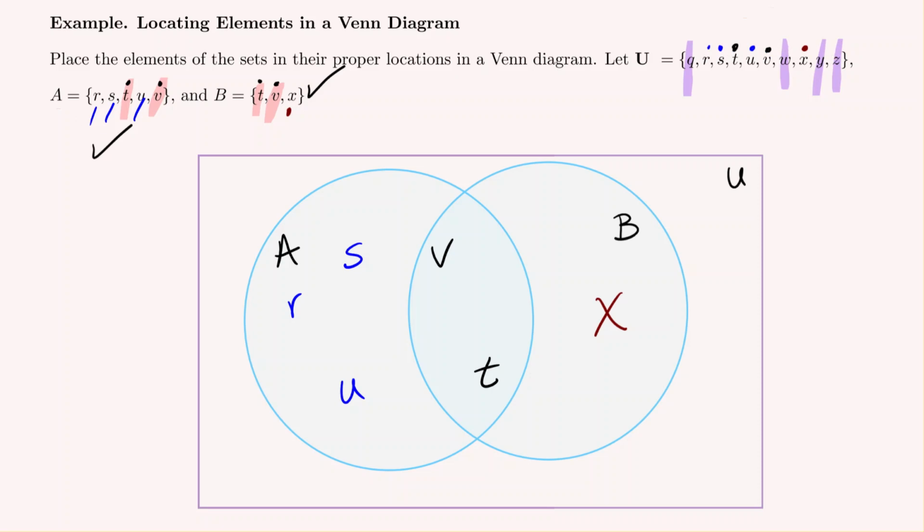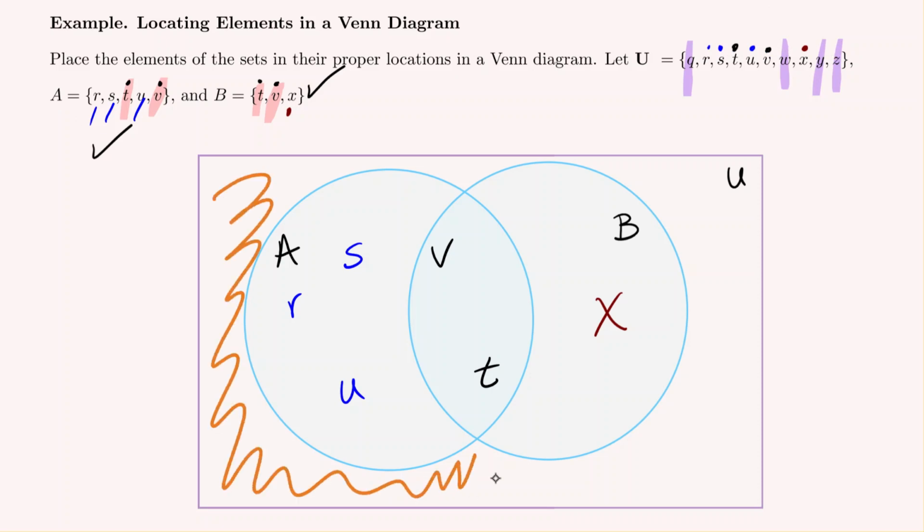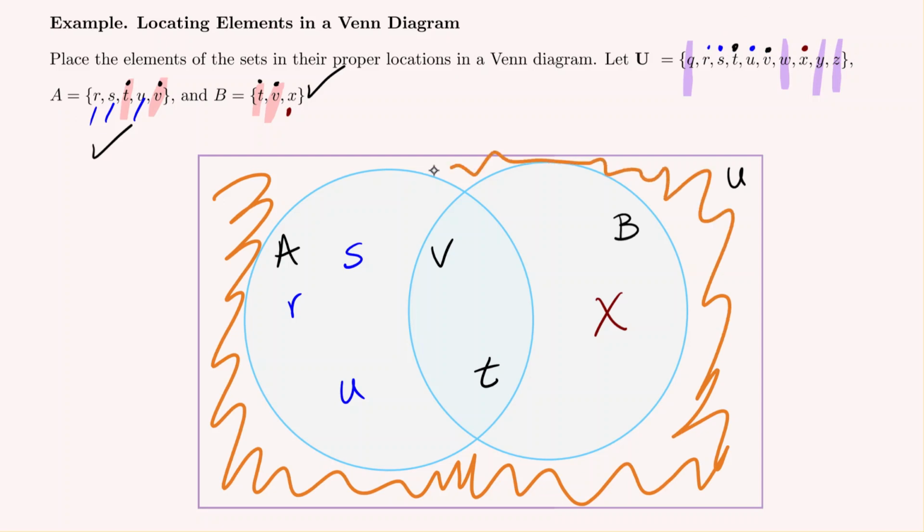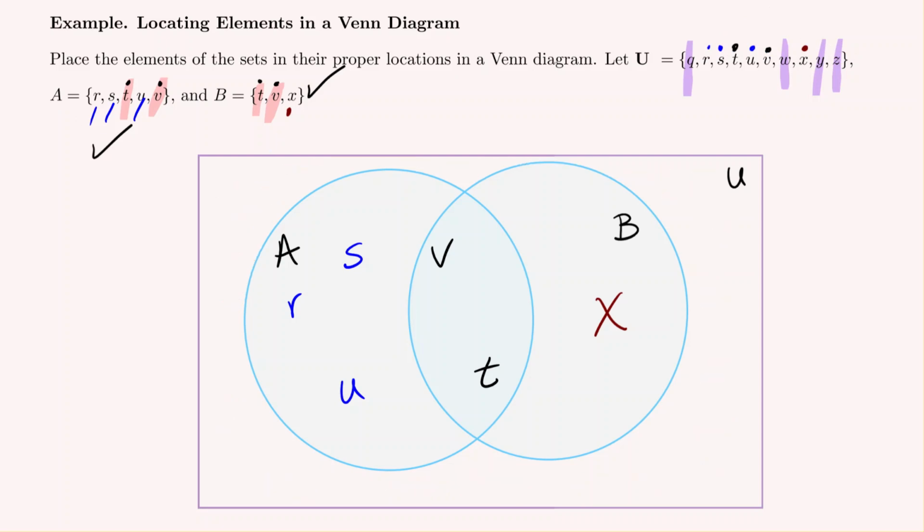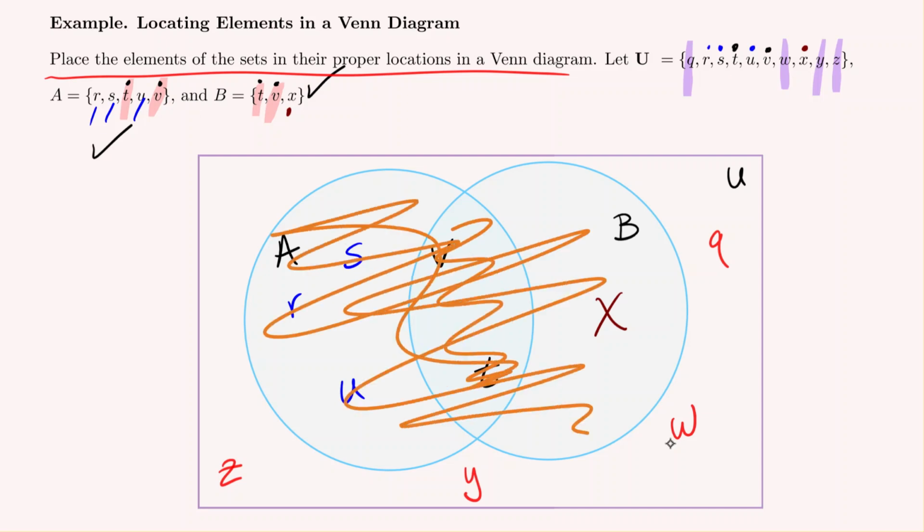So Q, W, Y, and Z can be anywhere so long as they're in this section that lives outside of A and B but within the universal set itself. So let's just list them. Maybe we have Q, W, Y, and Z. Again, their spatial orientation doesn't matter so long as they're in the right section. And this will be how you do this type of problem when the prompt says place the elements in their proper locations or locate the elements in the Venn diagram based on the description of our universal set and subsets. And then work your way from the most restrictive outwards.